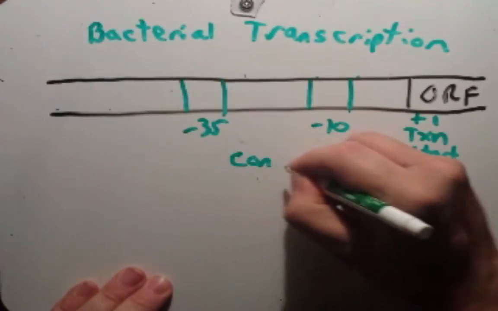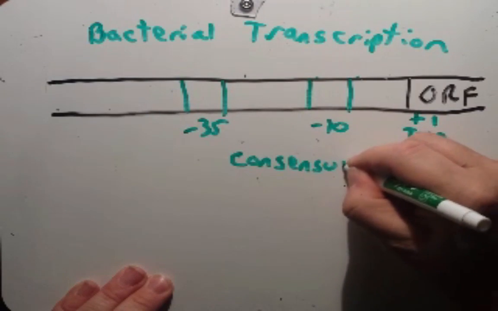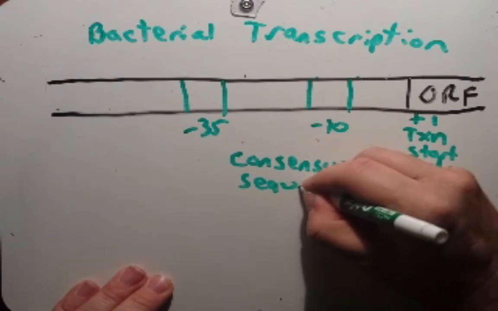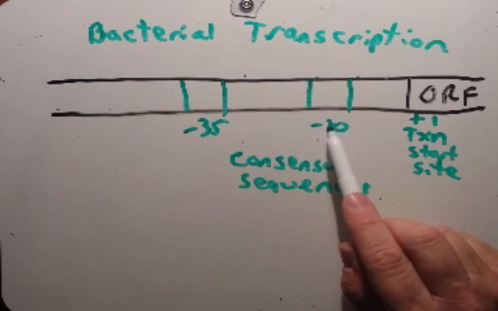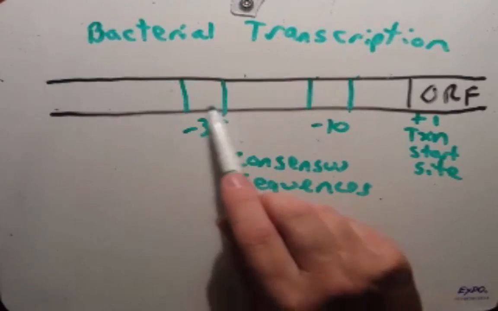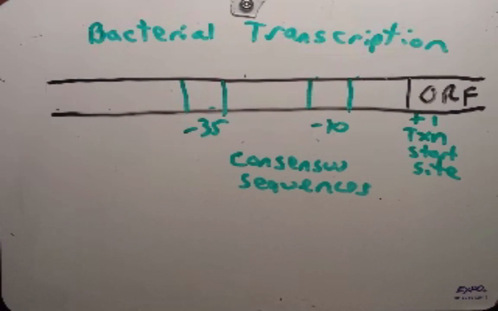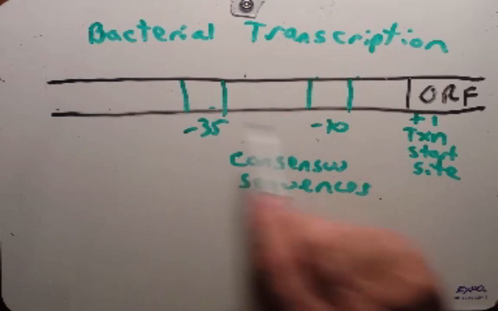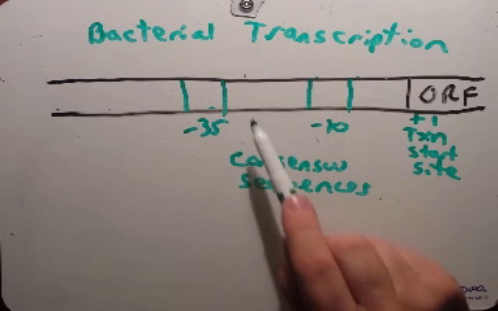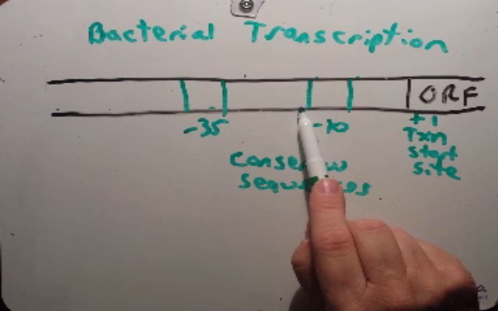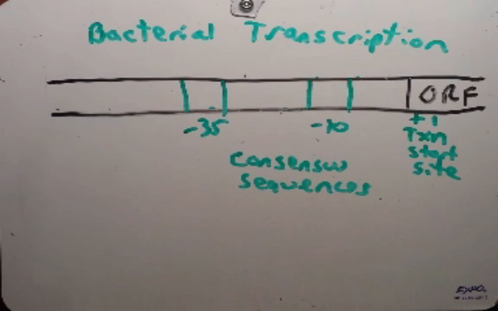We call these both consensus sequences. Meaning if you look at any bacterial species, the sequence at this -10 part of the promoter and the -35 part of the promoter will either be identical or extremely similar. There will be some differences in the sequences, but not a lot. This region in between the consensus sequences is also important for transcription, but we will see many more differences between bacterial species in this region here.